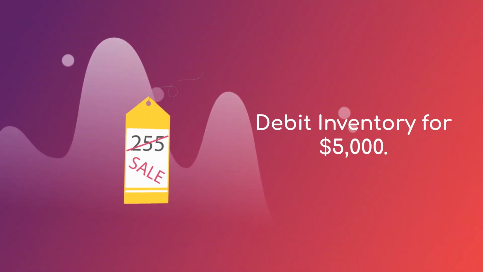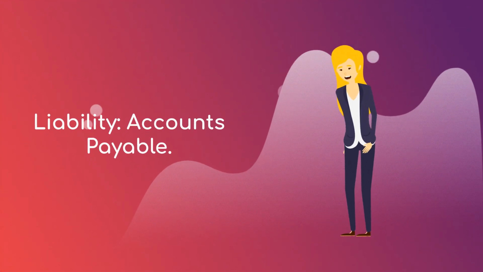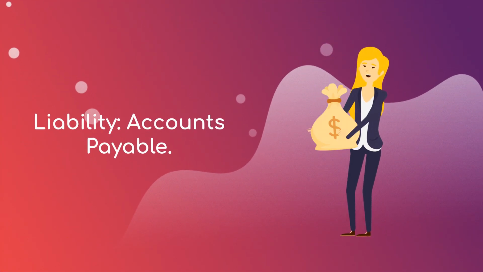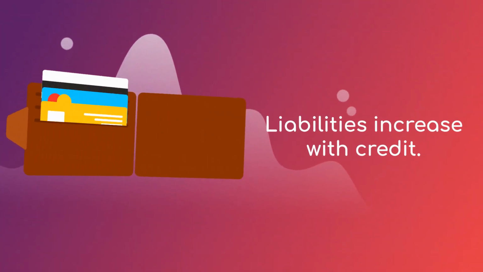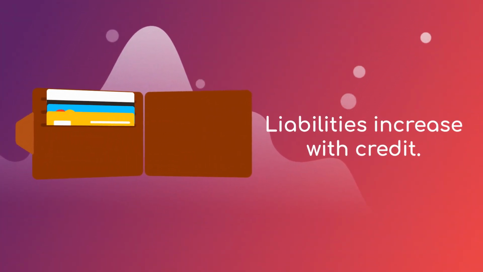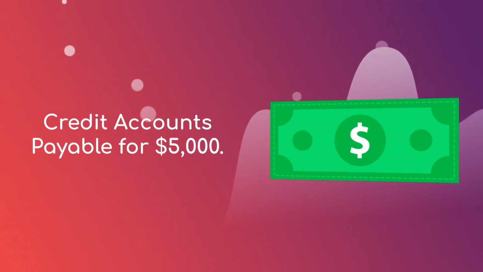We debit inventory for $5,000. You now owe the supplier money, which is a liability called accounts payable. Liabilities, LER, increase with a credit. We credit accounts payable for $5,000.